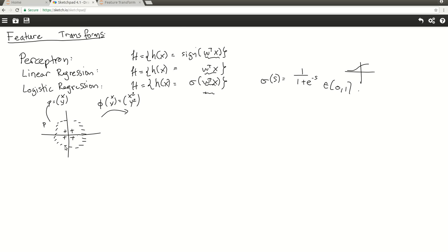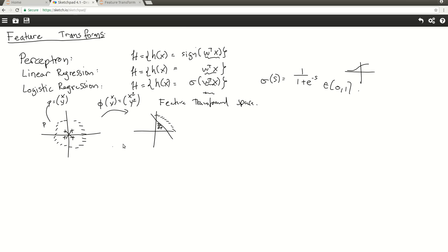Then basically these points will all be at the radius, or the distance from the center. I'll get that all these points will be around here maybe, and these points would be further away. They would maybe live over here. And now I'd be able to use my linear models to separate the data in this feature transformed space. So I have transformed the features of the data by squaring each coordinate.